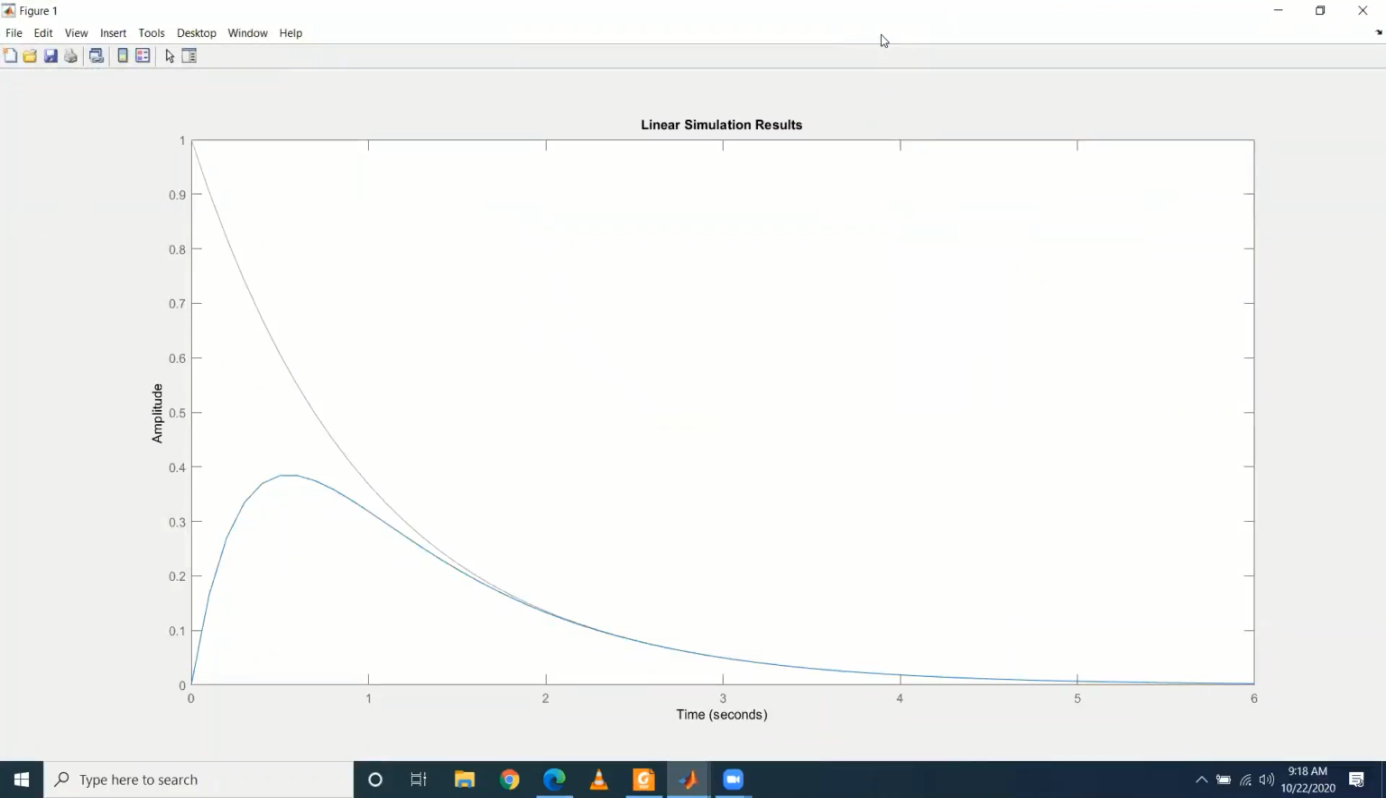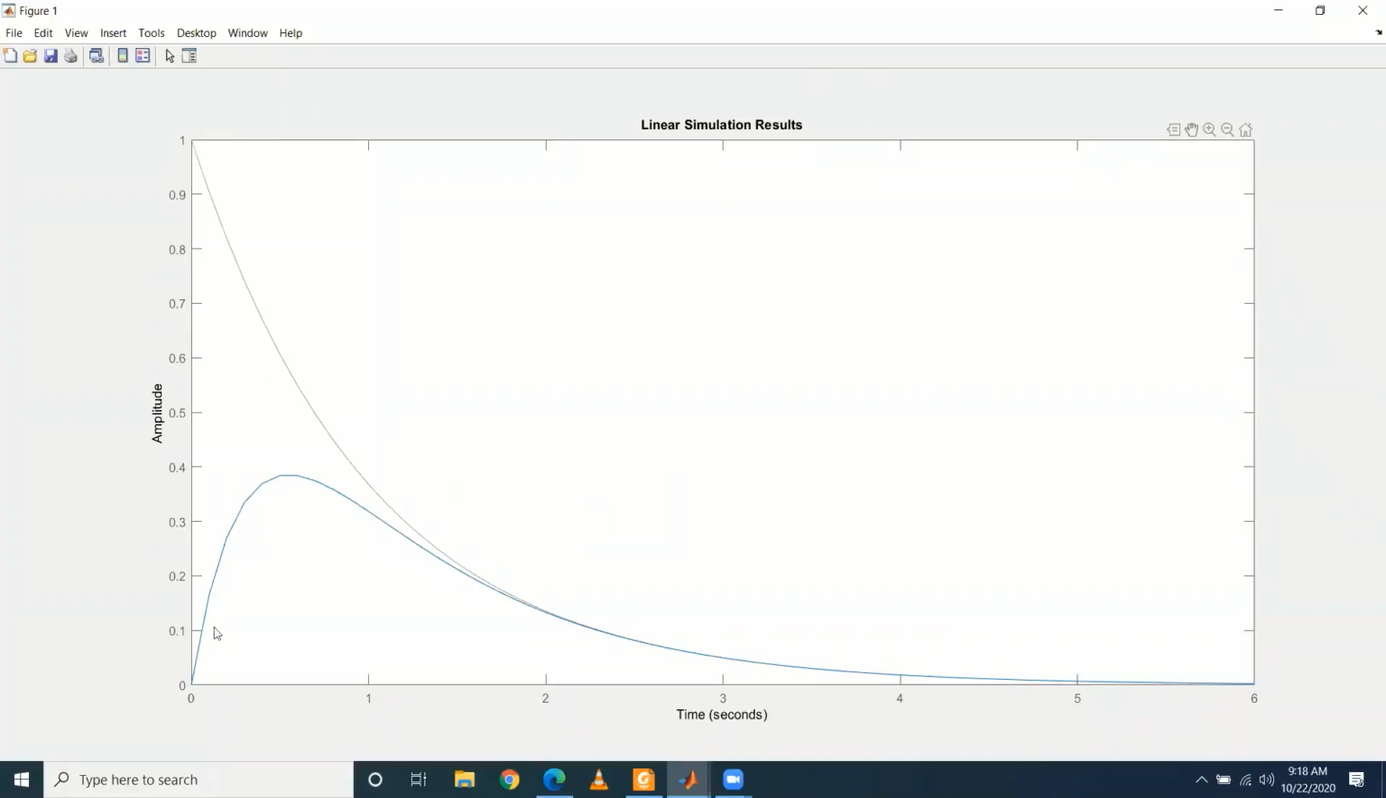So these are the results. In this plot, one is the input function, the other is the output. Can you tell me which one is which? Sir, blue one is the output, sir. Yeah, blue one is the output, and the upper grayish black one is the input. Because input is e to the power minus t, and this is obviously e to the power minus t. And this is the output. Again, as you can see from this response, it's following the usual trend that we know, that the output will try to follow the input.